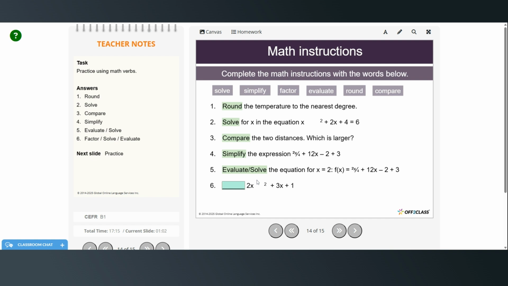And number 6 could be factor, solve, or evaluate. It's too hard to see that. Evaluate 2x squared plus 3x plus 1.